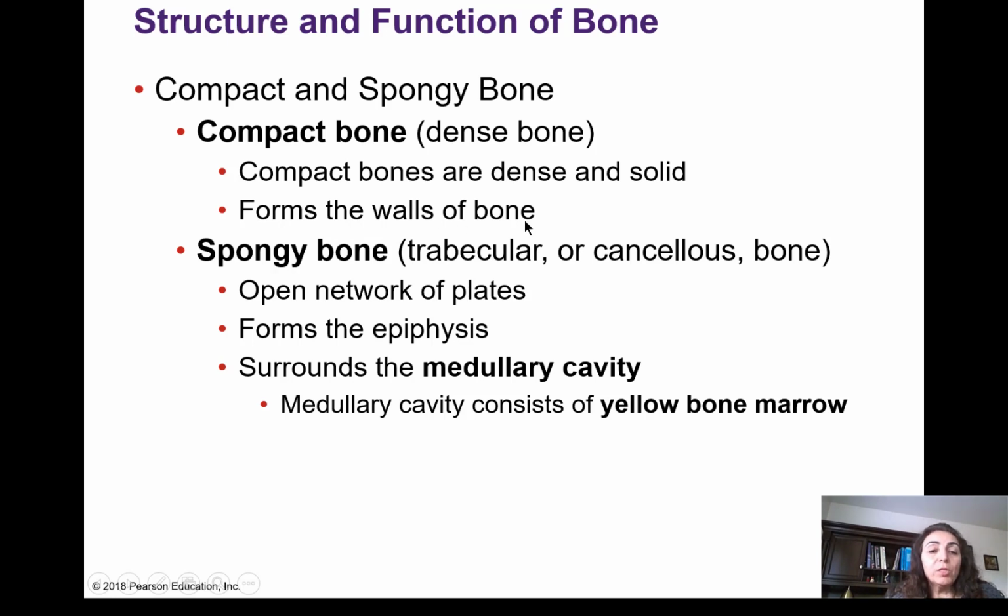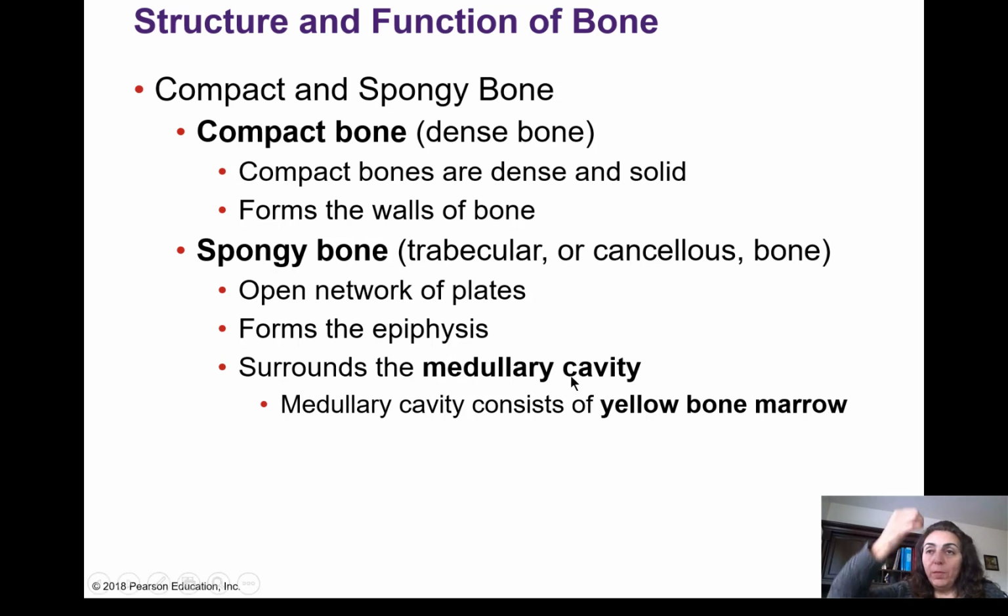So in general, every single bone of the body, no matter what type of bone, what shape or whatever, has one layer of compact bone around the bone. Then we have spongy bone, called trabecular or cancellous bone. They are like an open network of plates, and they form the epiphysis. Later we're going to talk about that. When we have a long bone, the two ends are called epiphysis. So most of those parts are made from spongy bone, and they are surrounding the medullary cavity.